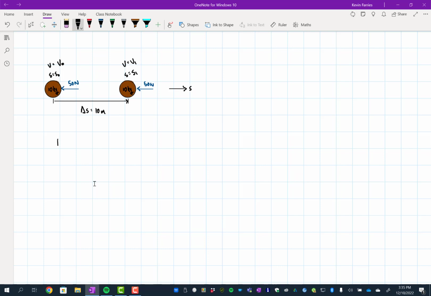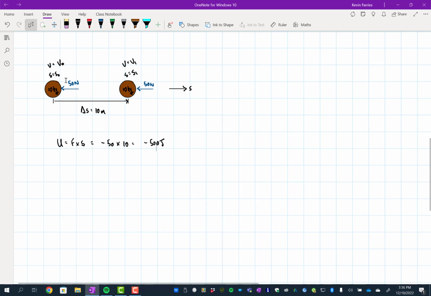So the equation, when you're using the equation, work done is force times distance, or force times change in displacement. Let's just use force times displacement. Then we have to be careful about the directions of these. In this case, our force is in the negative direction. So it's going to be negative 50 times displacement of 10 meters, which is equal to negative 500 joules. So same as before, but this time it's negative.